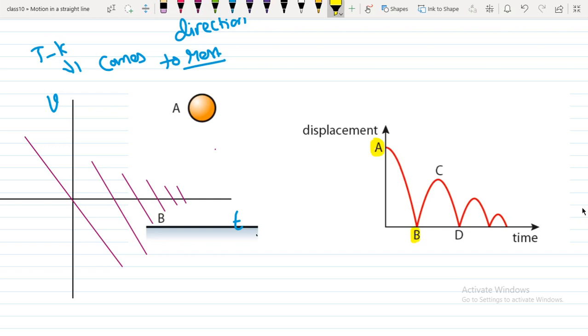After it hits the floor, what happens? The ball's velocity increases, again decreases, the displacement goes from C to D, again increases, again decreases. So like that is the position versus time graph. If this is the position versus time graph, then this is the exact velocity versus time graph of this situation.